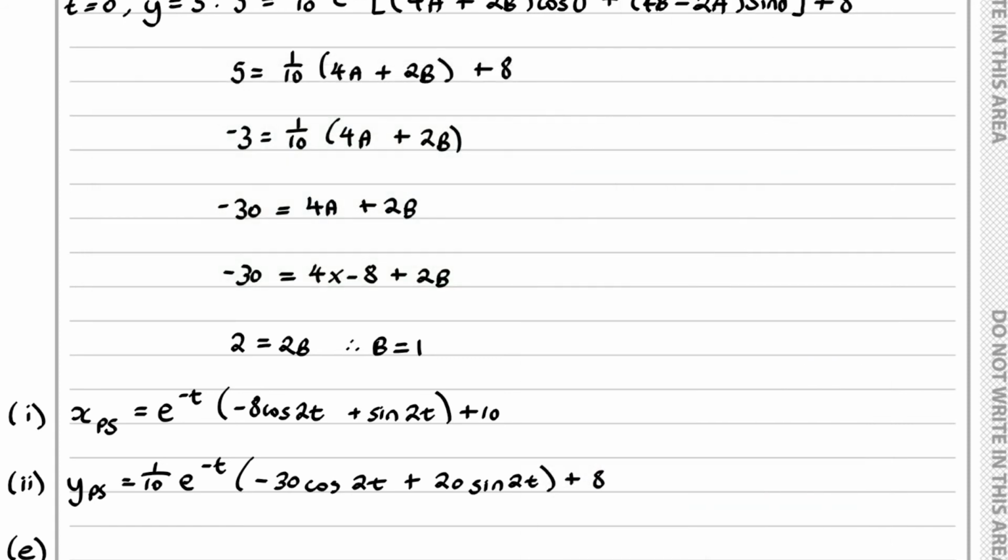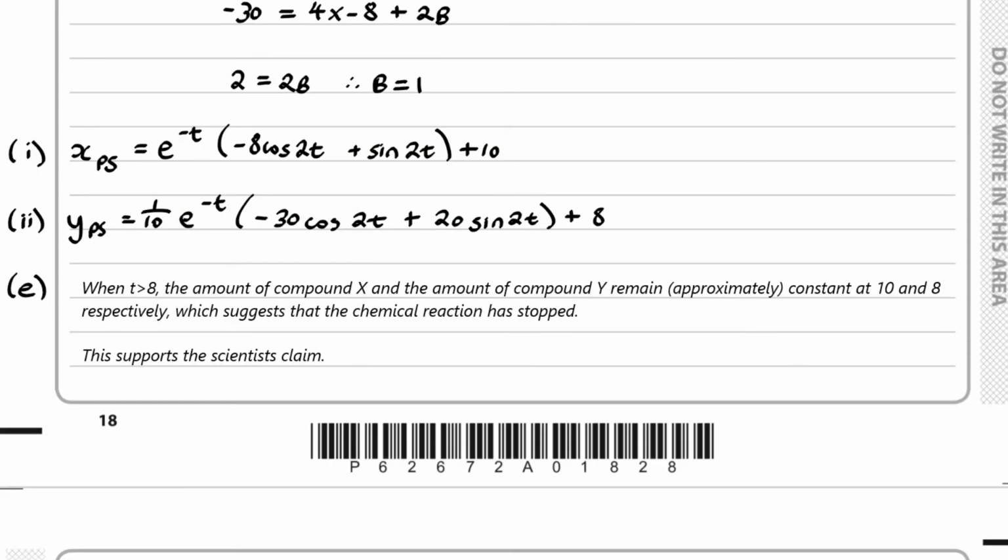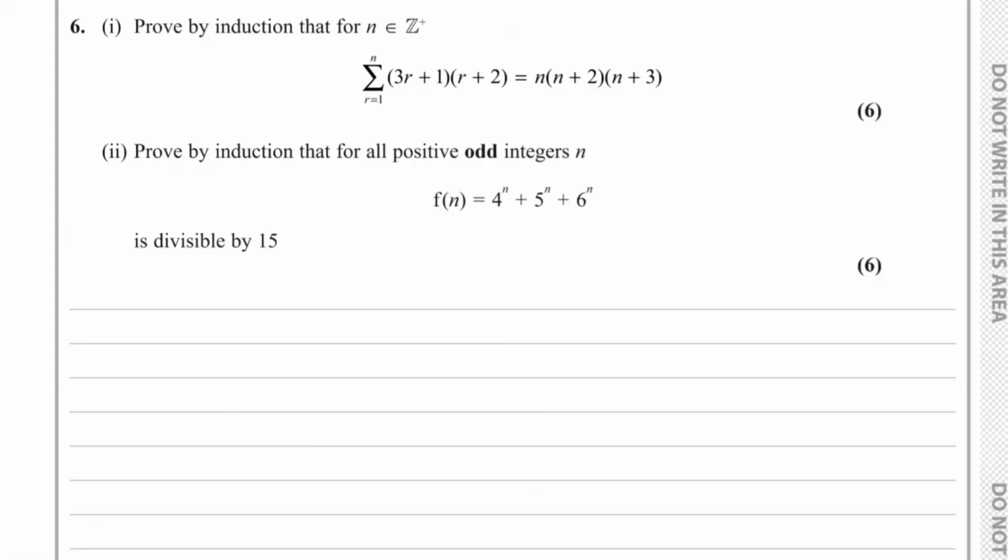So we can conclude the following. So when t is greater than 8, the amount of compound x and the amount of compound y remain constant at 10 and 8 respectively. We just saw that on the calculator, and this suggests that the chemical reaction has stopped, which supports the scientist's claim.